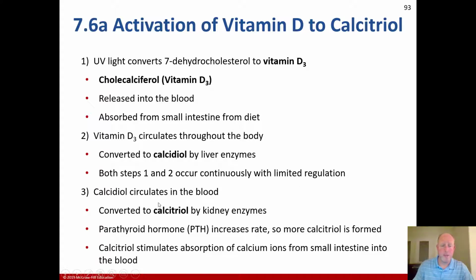Calcidiol circulates in the blood. It's converted to calcitriol by kidney enzymes. And the parathyroid hormone increases the rate so that more calcitriol is formed. And the calcitriol stimulates the absorption of calcium ions from the small intestine into the blood.